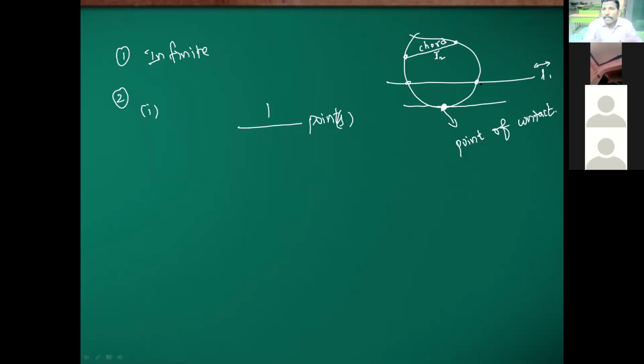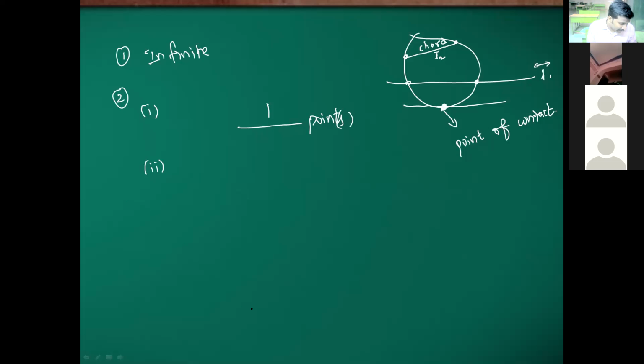After intersecting the circle, if it is going outside, we will call it a secant. So you need to identify this difference. In the circle chapter, this is also very useful. Okay, children.